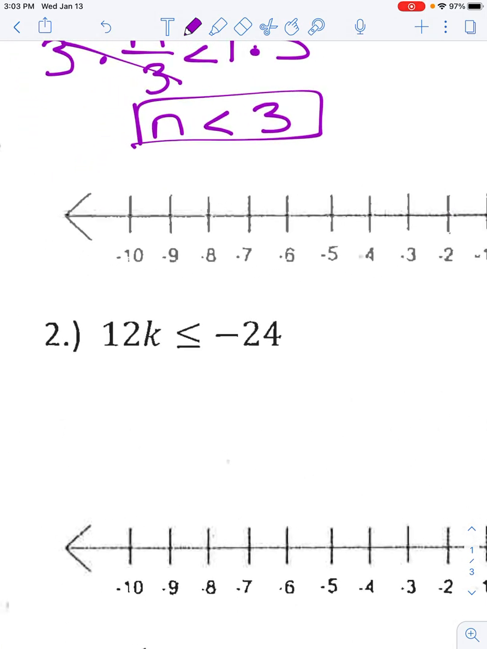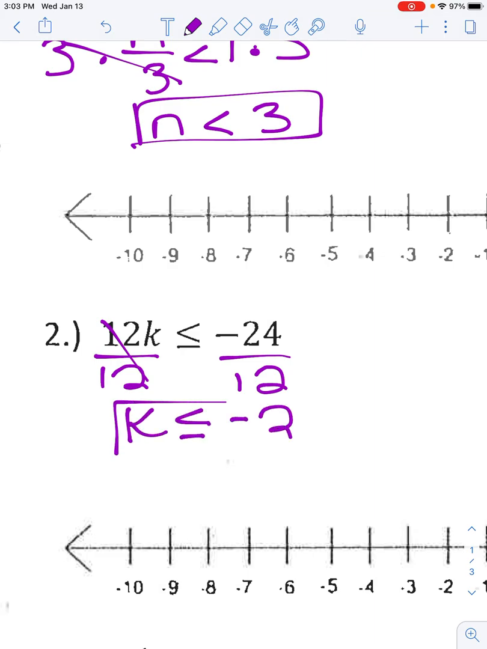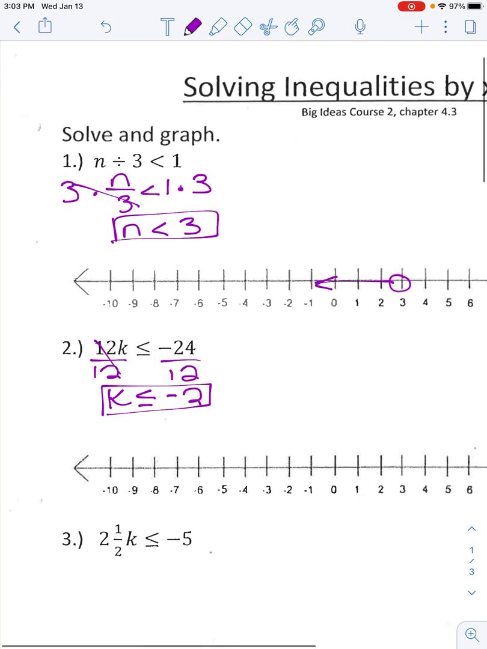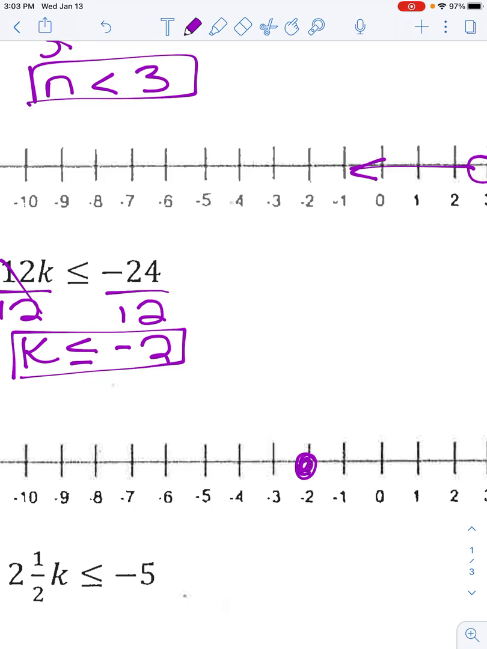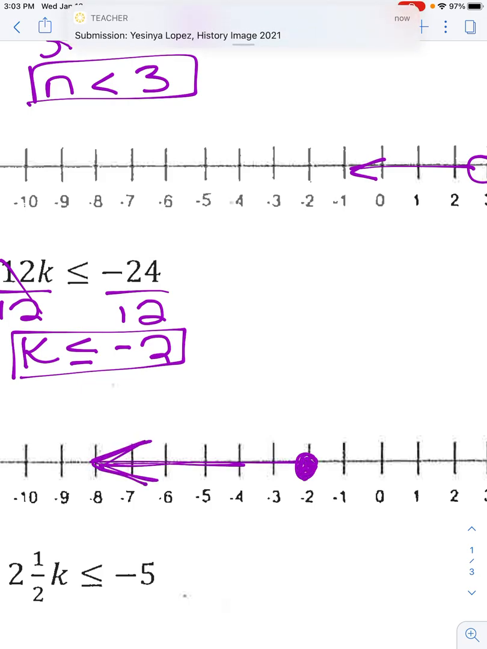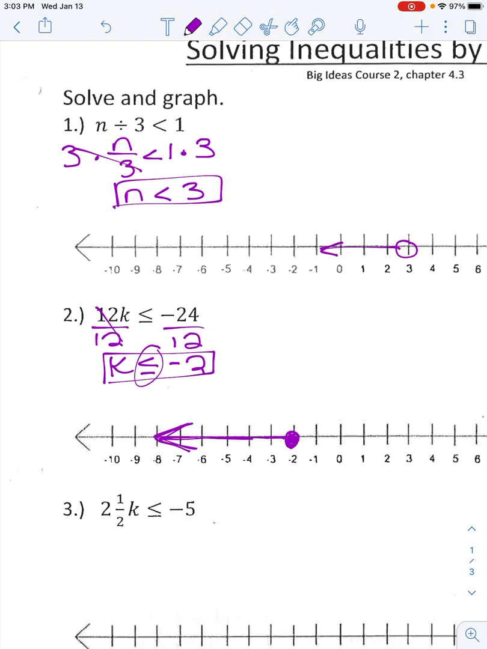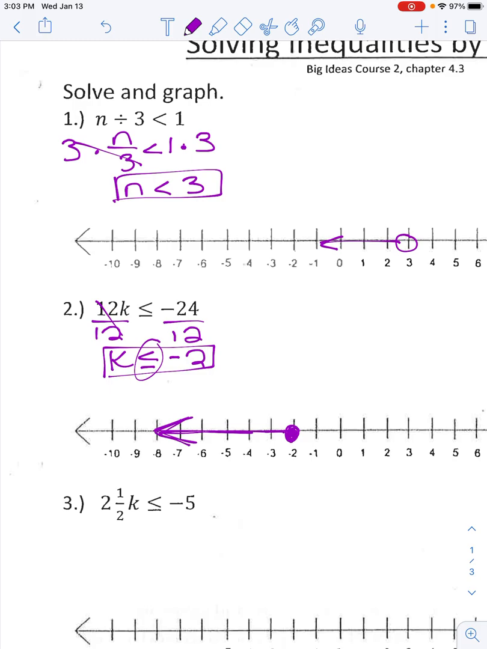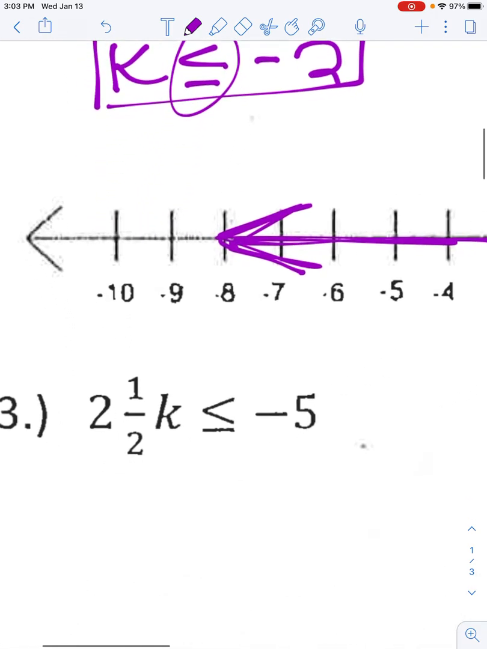Number 2 says multiplication, 12 times k, 12 times something is less than or equal to negative 24. So instead of multiplying by 12, I'm going to divide both sides by 12, and k is less than or equal to negative 2. Since k can be negative 2, it's going to be a closed circle, and it's going to point to the left again. The inequality always shows you which way the arrow points.